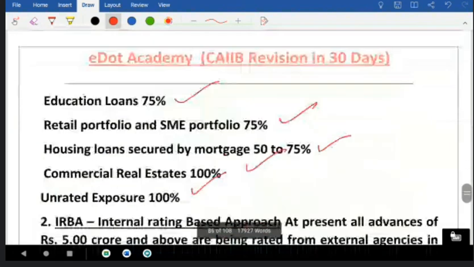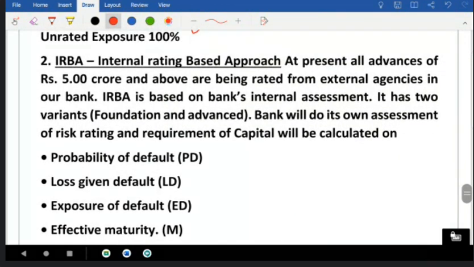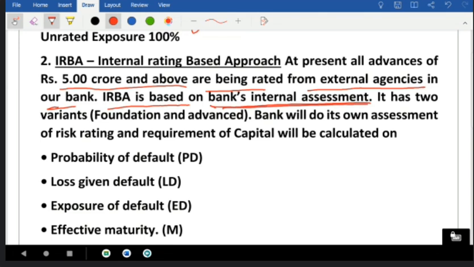Okay, now IRBA, the internal rating based approach. At present all advances of 5 crore and above are being rated from external agencies in our bank. IRBA is based on the bank's internal assessment. So this can be asked. The name itself is IRBA, internal rating based approach. It has two variants, foundation and advanced. I already told you advanced and foundation. Bank will do its own assessment of risk rating, and requirement of capital will be calculated on that.